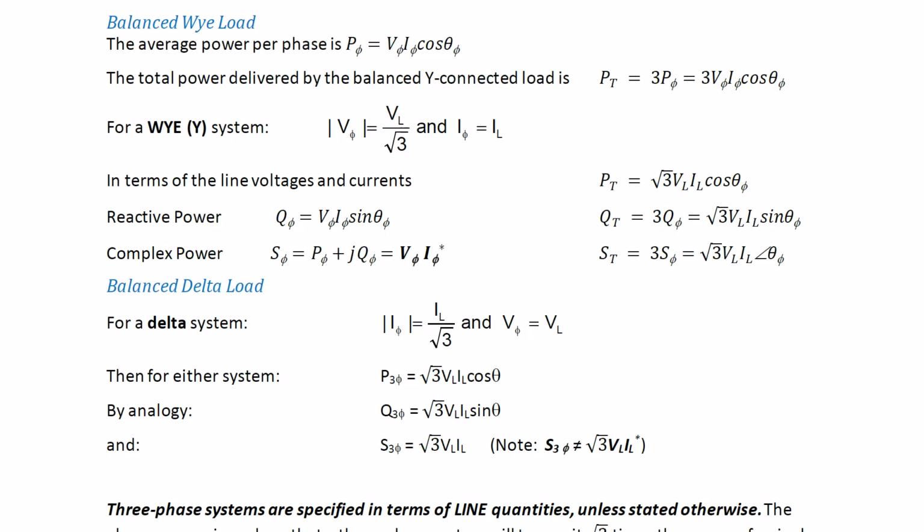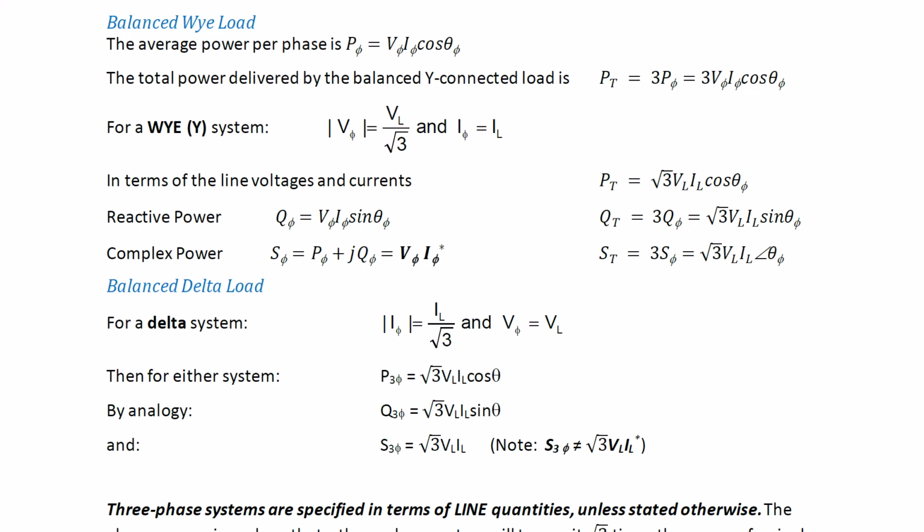For a balanced Y load, the average power per phase is Vφ Iφ cos θφ, and the total power delivered by the balanced Y-connected load is 3 Pφ, or 3 Vφ Iφ cos θφ. For a Y system, the magnitude of the phase voltage is the line voltage divided by the square root of 3, and the phase current is equal to the line current.